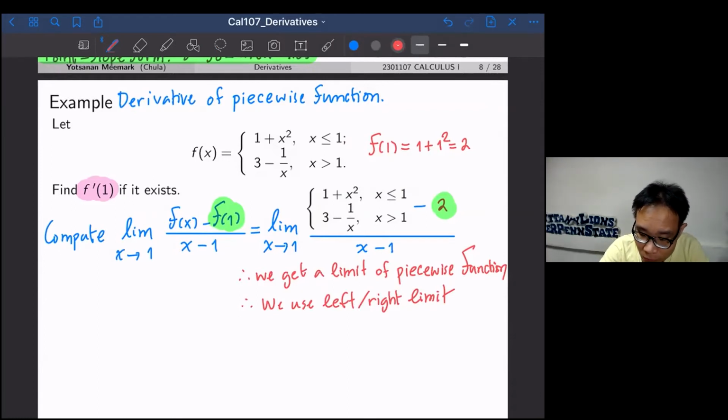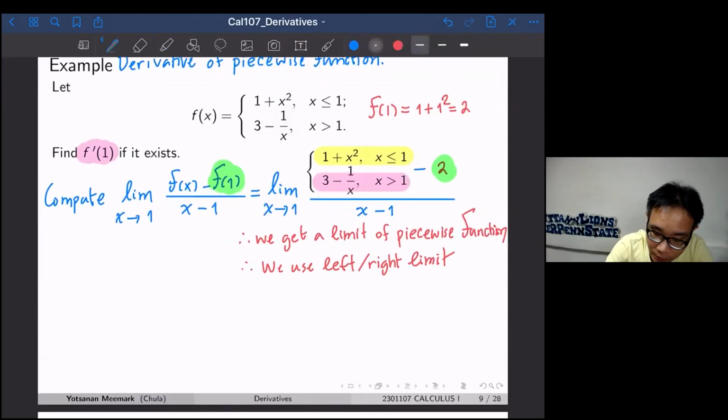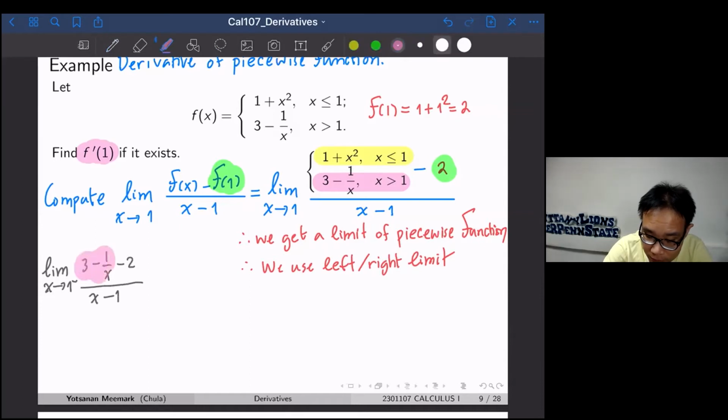So you're going to have the yellow function and the pink function. I'm going to compute the left limit and the right limit. First, compute the limit as x goes to 1 from the left, which is the pink function. So it's going to be (3 minus 1 over x minus 2), all over x minus 1. So you are in the pink case.